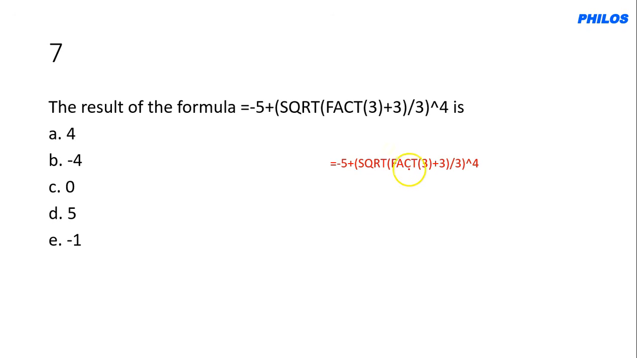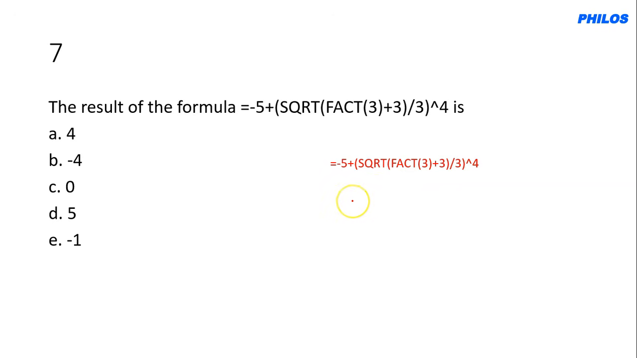So to do that, when we say fact 3, what does it mean? Fact 3 means 3 factorial. Okay. Fact 4 means 4 factorial. So 3 factorial means 3 times 2 times 1. 4 factorial means 4 times 3 times 2 times 1. 5 factorial means 5 times 4 times 3 times 2 times 1. Okay. 6 factorial means 6 times 5 times 4 times 3 times 2 times 1. Okay. So fact 3 means 3 factorial, which is 3 times 2 times 1. And that will give you what?